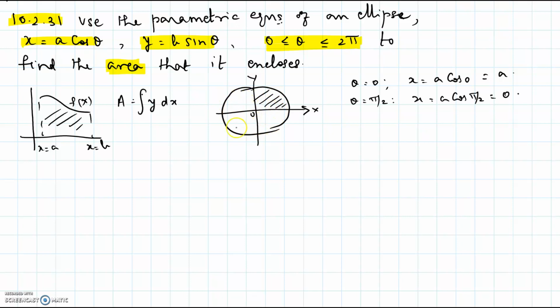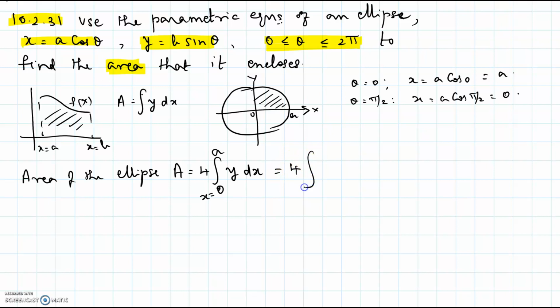All these are equal areas, so it is 4 times the area under the graph between 0 and a. So the area of the ellipse A equals 4 times the integral from 0 to a of y dx. Note the limits are for x running from 0 to a. So here we can now use the parametric representation. 4 times y, which in the problem is given as b sine theta.